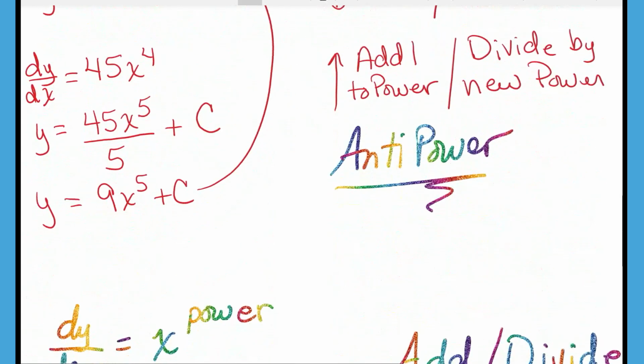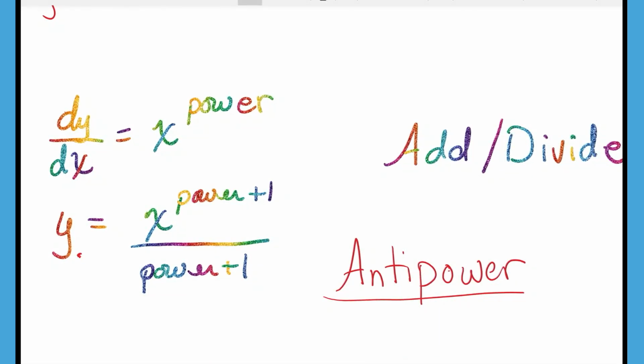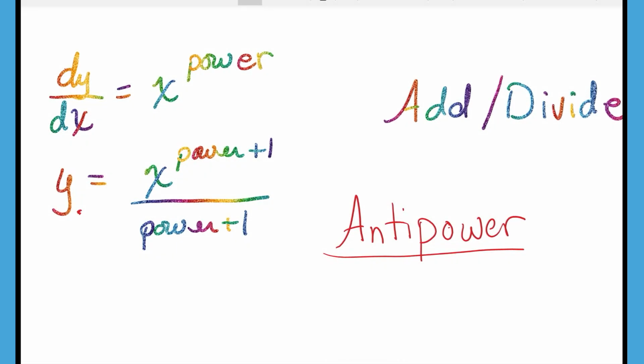So in a recap, let's look at that. I love my new rainbow colors. Isn't that fun? So if you're given the derivative of x to a power and you want to find the y, then you add 1 to the power and divide by that new power. Okay? All right, that's it for today.